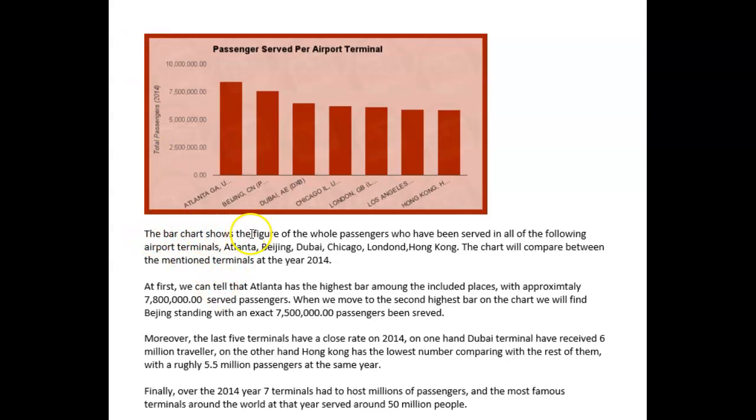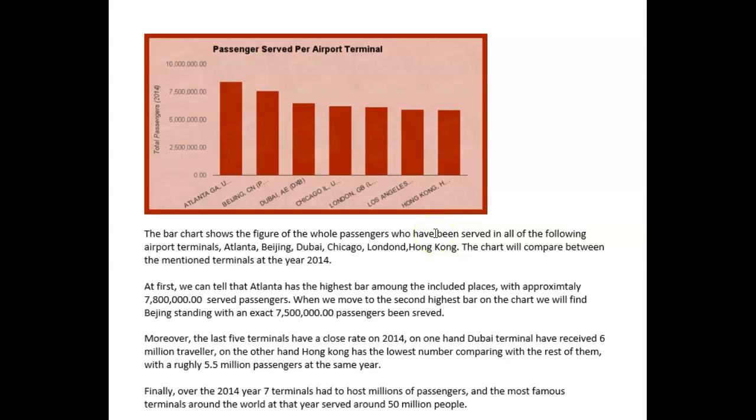The bar chart shows figures for the number of passengers who were served in the following airport terminals. And then you want a colon here. And then here you want no D here, but then you want the word and. And that would be okay. It's in the past, so you're not going to use present perfect. Okay?